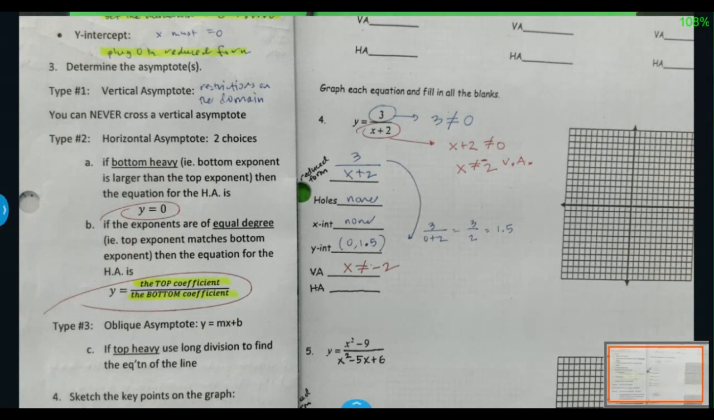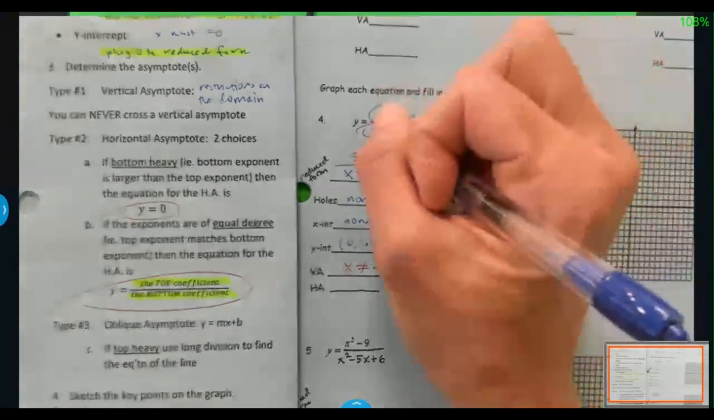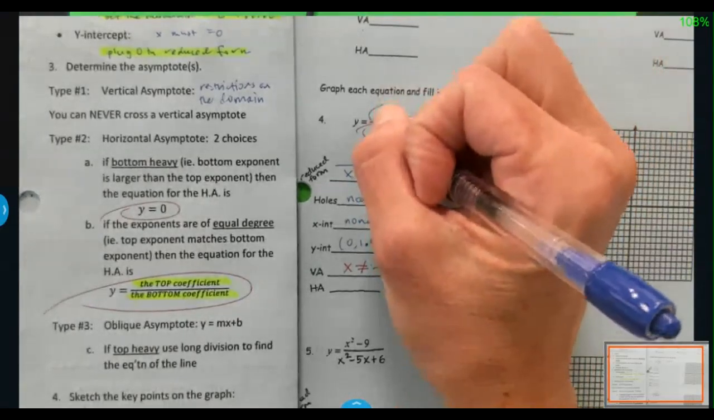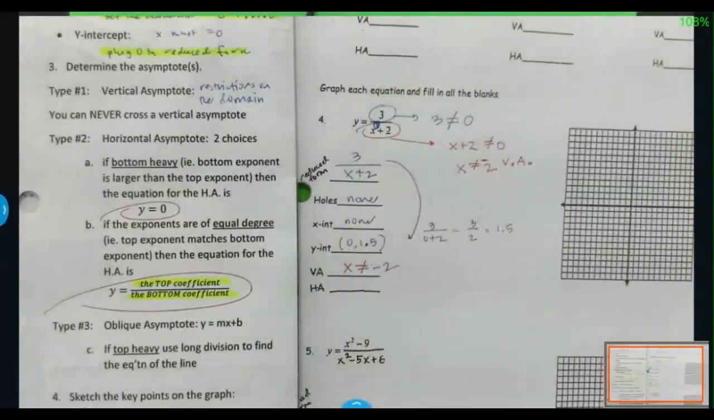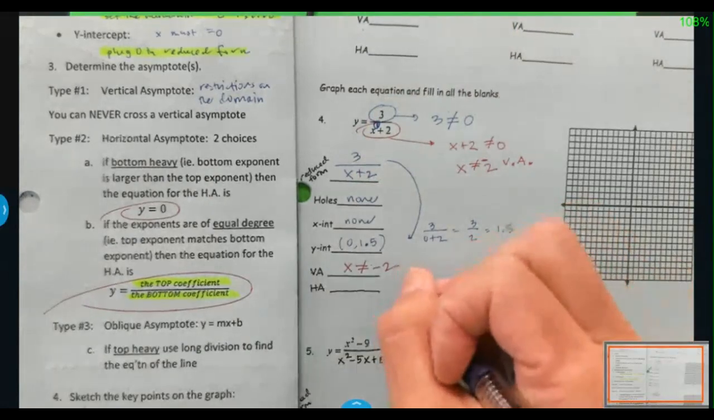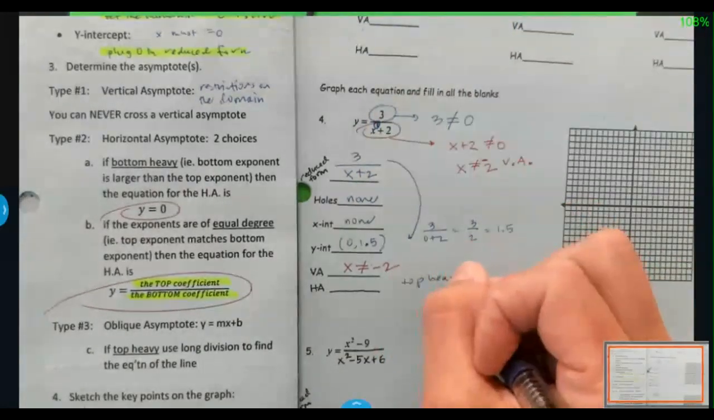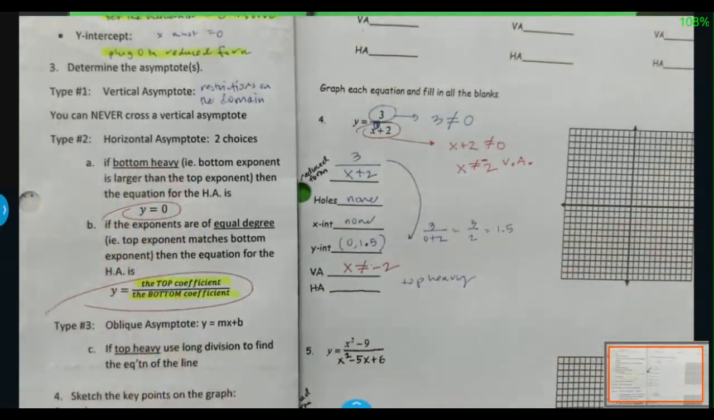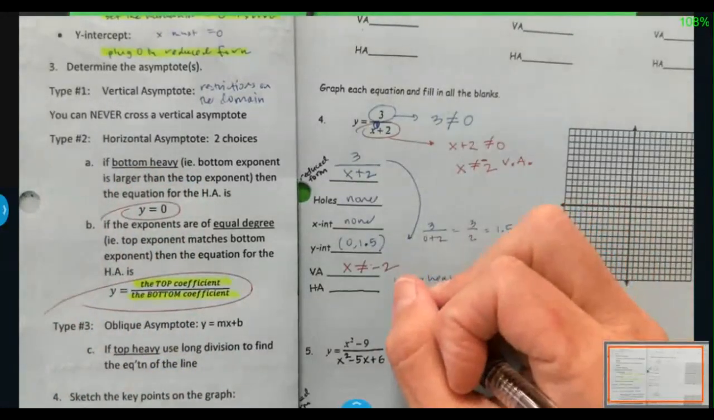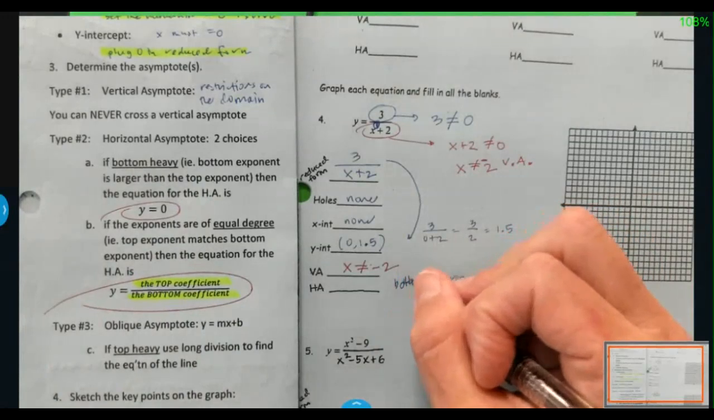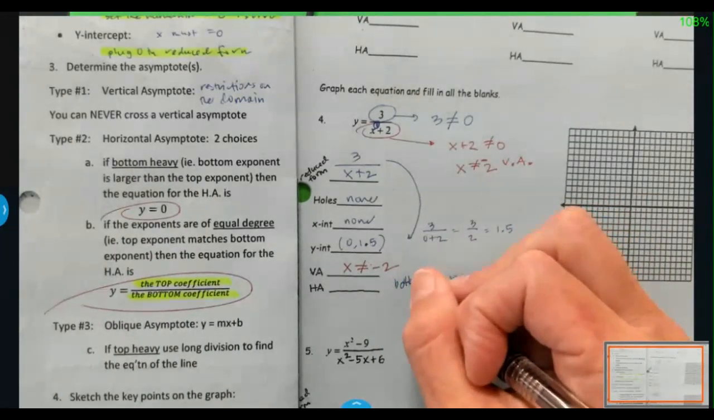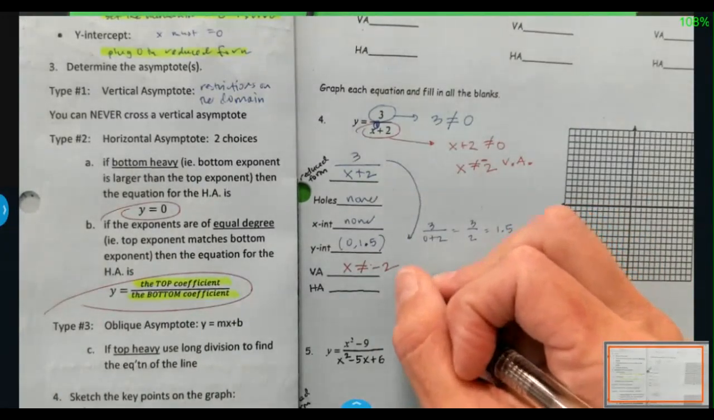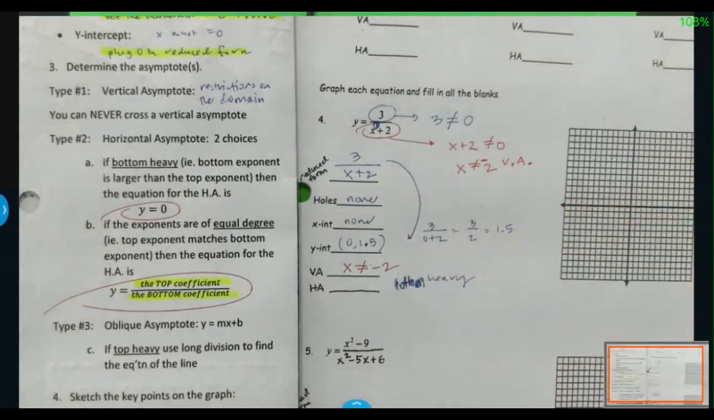Where are there more x's, top, bottom, or equal? Bottom, okay? There's one x on the bottom, and there are no x's on the top. So this is what we call, not top heavy, bottom heavy. B-O-T-T-O-M. It's bottom heavy, my fault. Because there's more x's on the bottom than there are on the top.